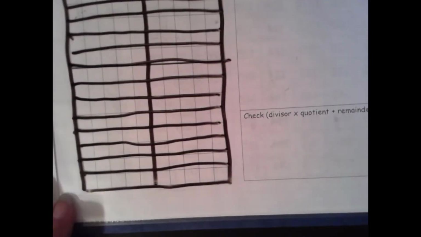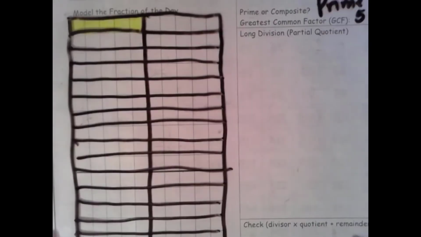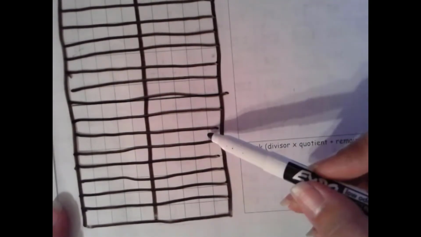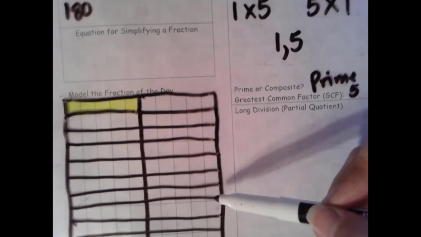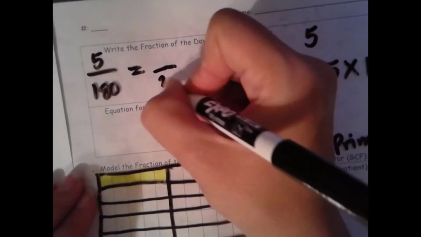Okay, now that I have my total groups of 5, and I have no remainder, so 5 is definitely a factor. 5 is my greatest common factor. Now I need to find what my new denominator is. How many total groups of 5 do I have? Well, each row has 2, so I can count by 2's. 2, 4, 6, 8, 10, 12, 14, 16, 18, 20, 22, 24, 26, 28, 30, 32, 34, 36. There's a total of 36 groups.